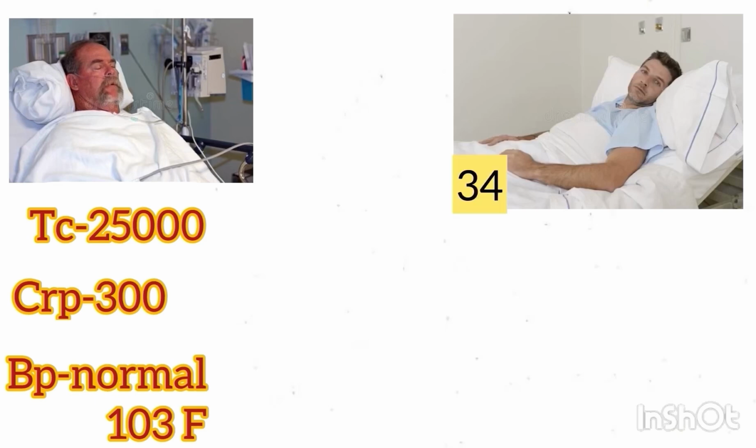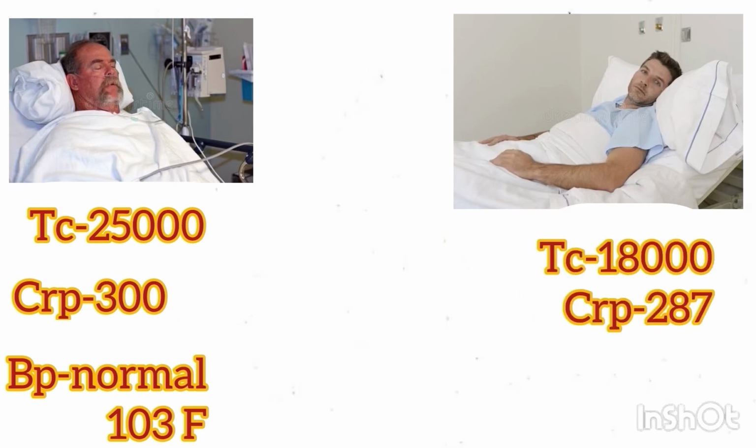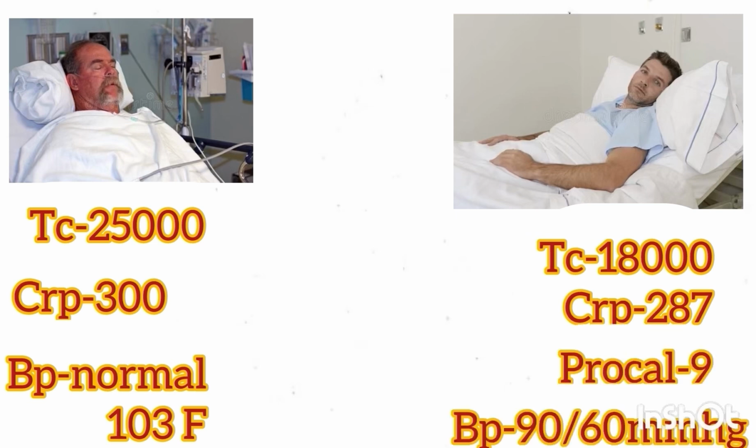All other investigations were within normal limits. Second patient, Wilson, is a 34-year-old male admitted with lower abdominal pain and features suggestive of acute diarrheal illness. Both total count and CRP elevated, procalcitonin 9. At the time of admission, BP was only 90/60 but fluid responsive, and he is febrile. All other investigations were within the normal limits. Both patients are on room air.